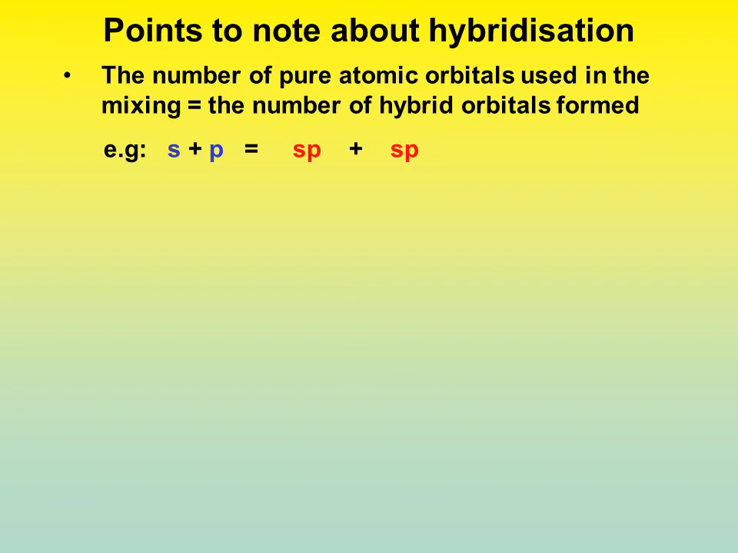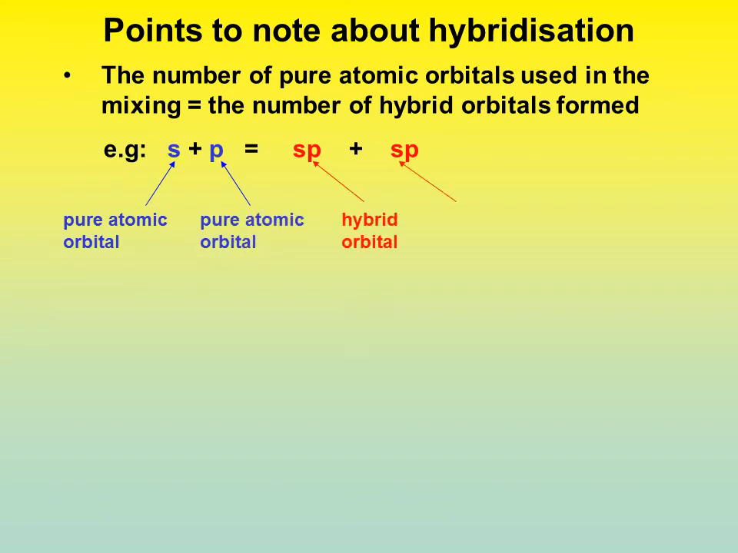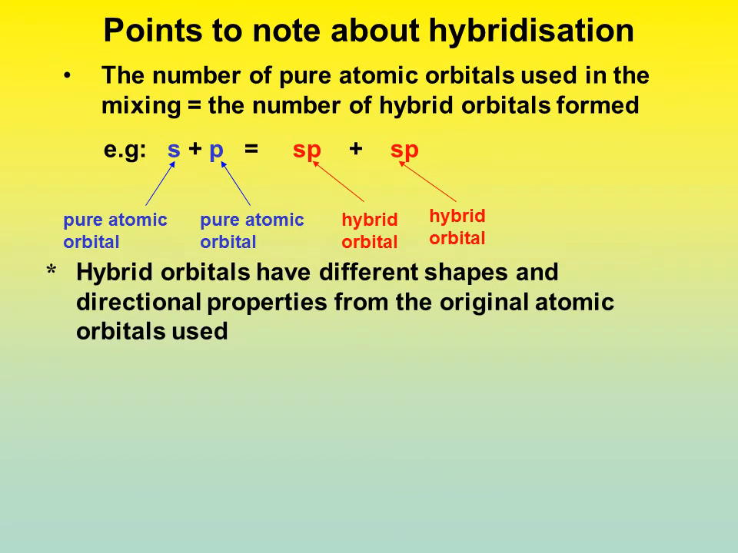Well, the first thing we need to note is that the number of pure atomic orbitals used in the mixing should also be the number of hybrid orbitals formed. The hybrid orbitals formed then have a different shape and direction properties from the original atomic orbital.